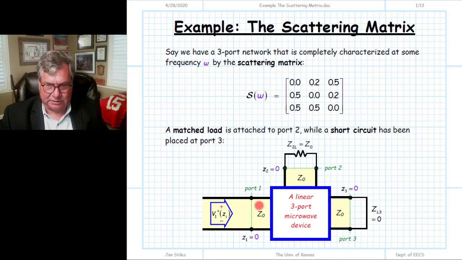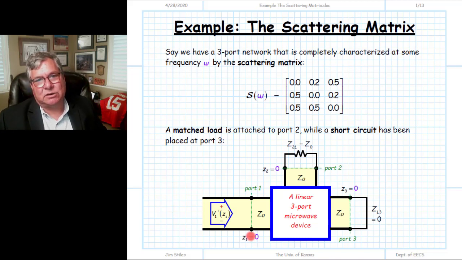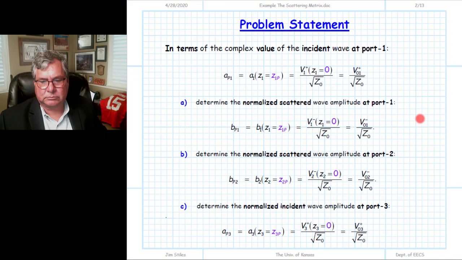Notice the indexes, Z1, Z2, and Z3. We have defined the index such that the location of the port planes are all at Z equal to 0, which again simplifies our mathematics. So what are we trying to determine here? Let's ask 3 questions we're trying to find the answer for.